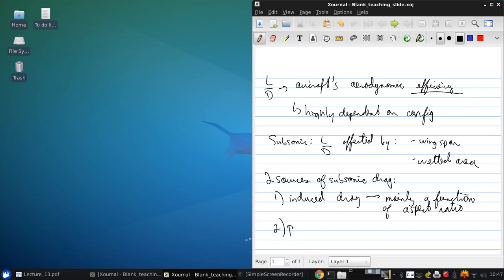And the second factor is parasitic drag. This is also called zero lift drag, and it's everything that isn't the induced drag. So this is mainly skin friction, but also includes any pressure drag, as we talked about with 2D airfoils. So this mainly depends on the surface area of the aircraft that's exposed to air. This is what we call the wetted area.